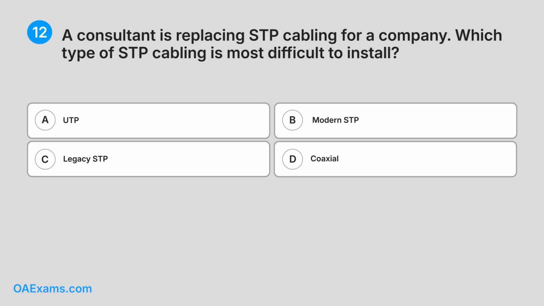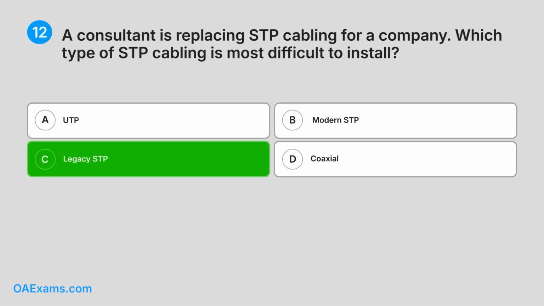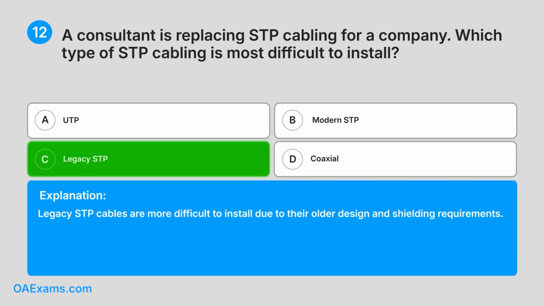Correct answer, C. Legacy STP. Explanation. Legacy STP cables are more difficult to install due to their older design and shielding requirements.